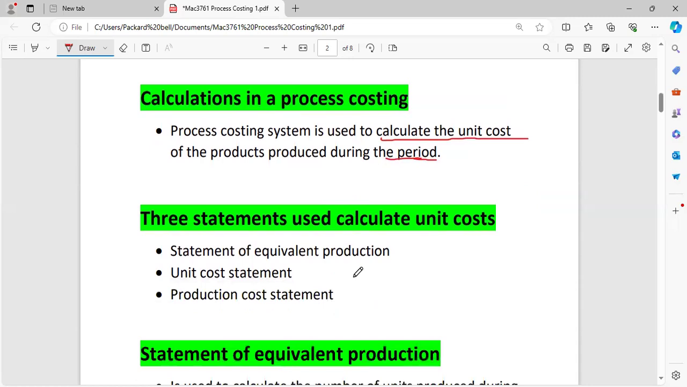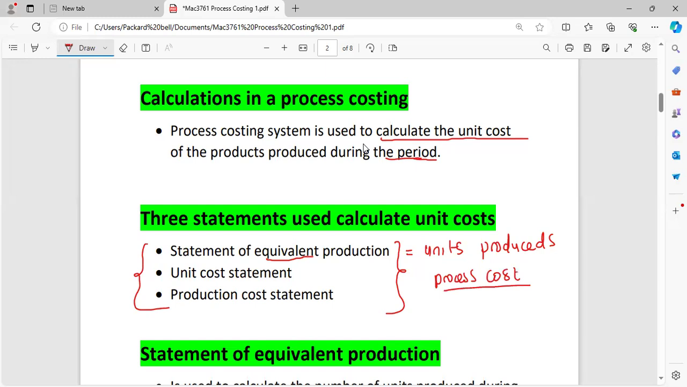So in our process costing, mostly in your questions, you should be able to do the statement of equivalent production. In the statement of equivalent production, you are calculating the units produced. So which means here you are calculating the units that were produced. That's the statement of equivalent production. I will explain this equivalent. Then there is also the unit cost. This is now when you say the process cost over number of units. So that is going to be your unit cost.